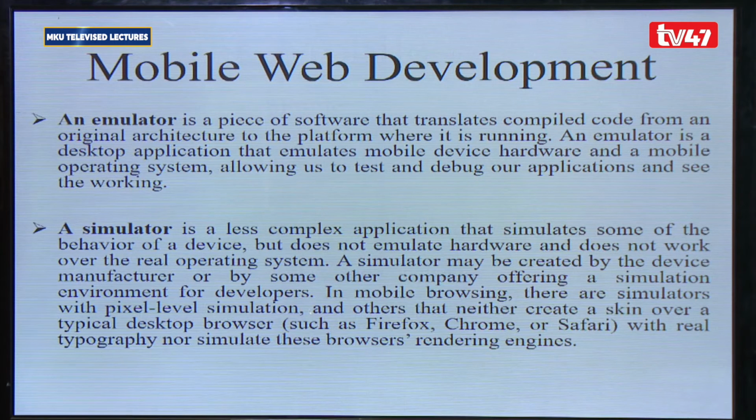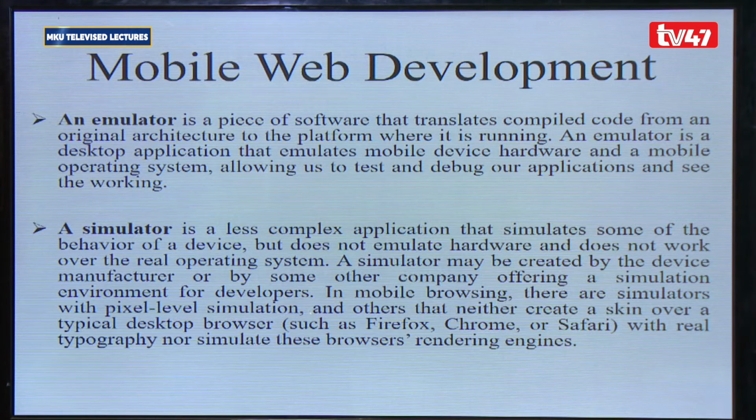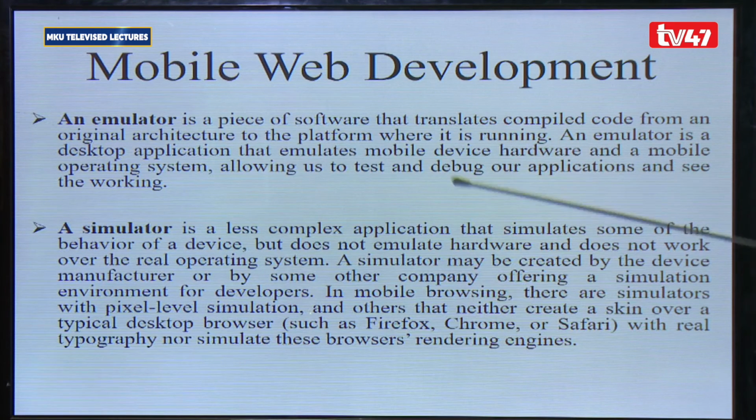On mobile web development, there are two main things that you need to know when you decide to be a mobile developer. These two words, the emulator and simulator, will be used in your day-to-day developing life. So what is an emulator? It is a piece of software that translates compiled code from an original architecture to the platform it is running on. An emulator is a desktop application that emulates the mobile device hardware.